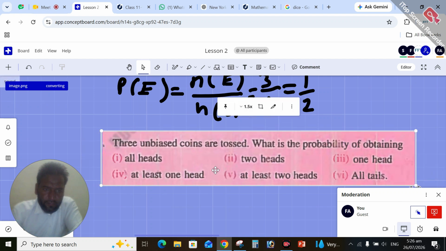Read this question and find the answer according to the statement. Just read it.